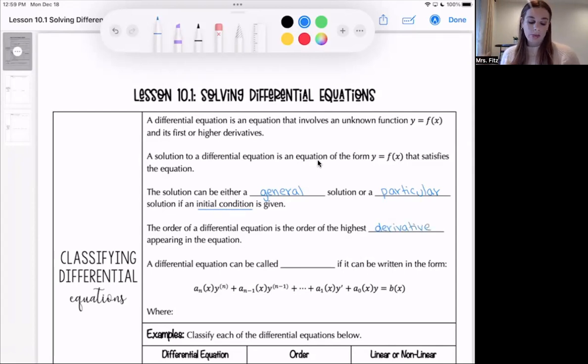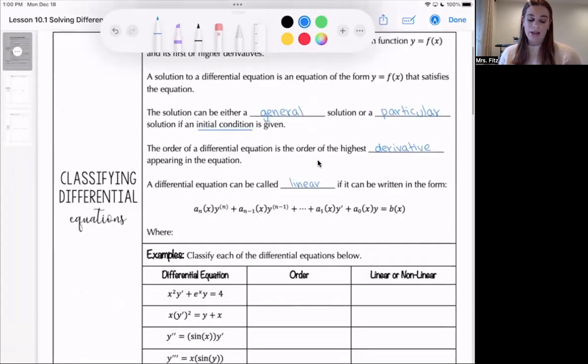appearing in the equation. A differential equation can be called linear if it can be written in the form a sub n of x times y to the nth derivative plus a sub n minus 1 of x times y to the n minus first derivative, and so on. Actually, those are the nth derivative, sorry. So y to the nth derivative, y to the n minus first derivative, y prime all the way to y. Okay, so let's take a look at how to classify these.